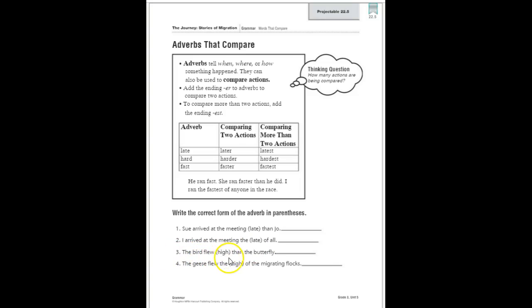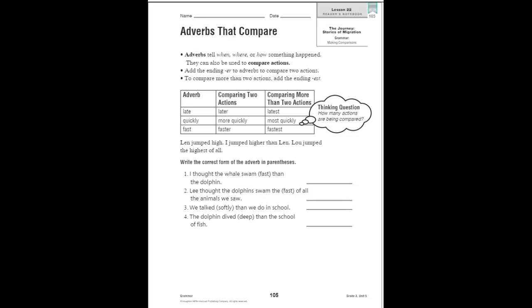The bird flew high than the butterfly. How many actions are being compared? So the bird flew higher than the butterfly. The geese flew the what of the migrating flocks? Right, highest. Great job.